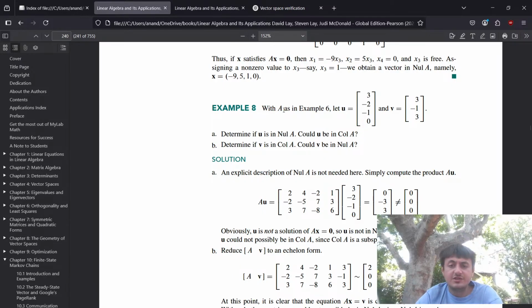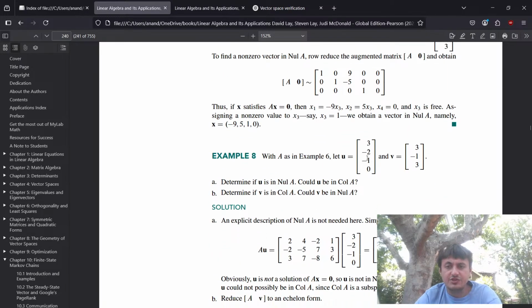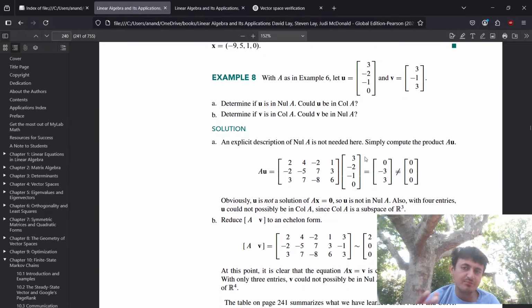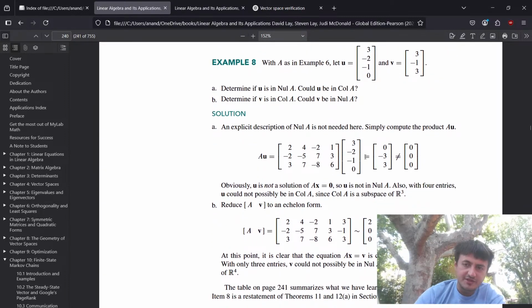Determine if U is in the null space of A. Determining if a vector is in the null space is easy because all you have to do is do the matrix vector multiplication and check if the result is the 0 vector. Finding if something is in the column space, however, is harder because you need to row reduce and see if the augmented matrix AU is consistent, or AB, or whatever variable name you want to call it.